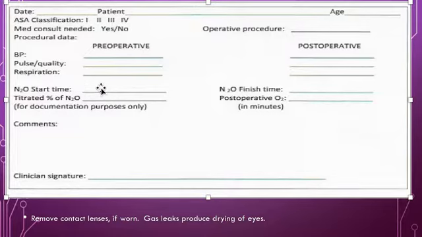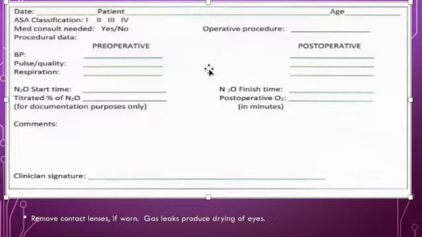It's important to record the time you started nitrous oxide and the percent of nitrous oxide that you use. So that means, did you use 25% nitrous oxide? Did you use 35%? Did you use 50? And so forth. And then post-operative, this is your readings at the end. I think that this is very appropriate. This is great to use.